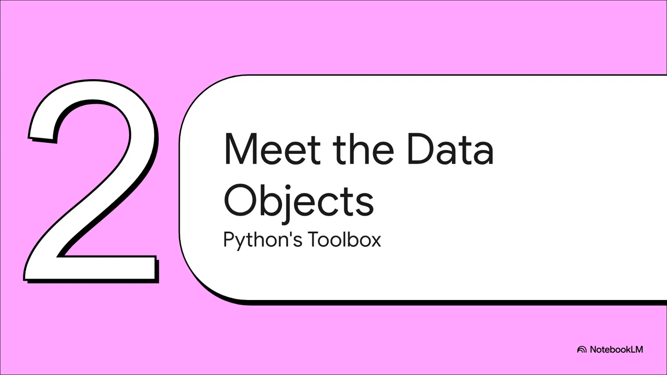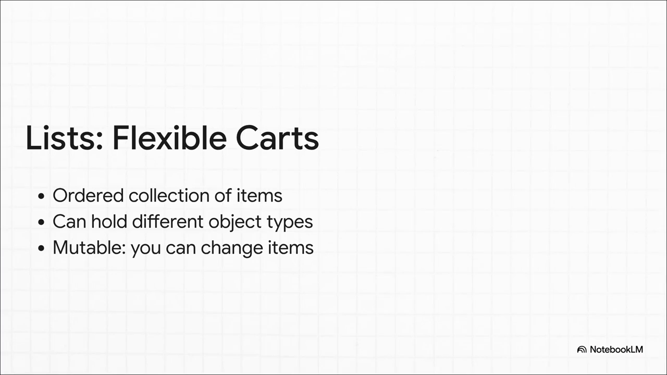Okay, so if everything is an object, what kind of objects are we even talking about? Let's pop open Python's toolbox and take a look at the main players you'll be using to organize information. First up, you've got lists. Honestly, the best way to think about a list is like a shopping list. It's an ordered collection of things. And what's so cool is that you can mix and match whatever you want. Put a number next to some text, Python doesn't care. And here's the key. A list is mutable. It's a fancy word, but all it means is you can change it whenever you want. Add something, take something away, move stuff around.